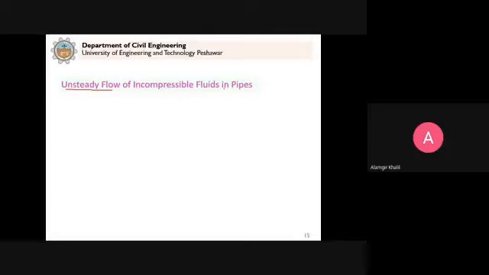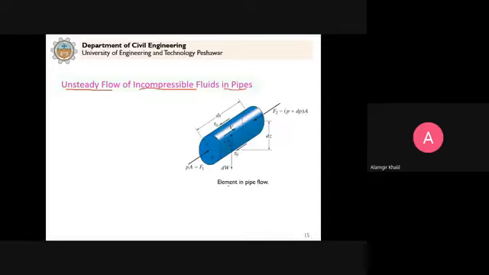in pipes, but the fluid will be considered as incompressible. What it means? That now we will treat density as constant, but we can have a topic, unsteady flow of compressible fluid in pipes. Then in that case, you have to treat the density as variable. So it is from problem to problem that which flow types and regimes we consider in the analysis. So we consider an element of pipe flow.